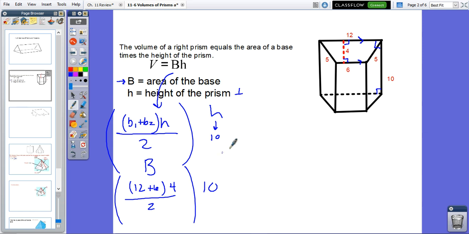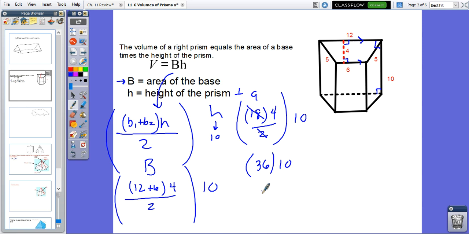All right, so 12 plus 6, that gives me 18. That's 18 times 4 over 2 times the height of the whole thing. I'm going to reduce this. 2 goes into 18, so I get 9 times 4, I get 36, and that's going to be times 10. My final answer is 360 units cubed, right there. All right, so let's go over that again. When we did this, we did the area of the entire base, and then times the height. It's almost like we took that base and just stretched it out 10 units to make a three-dimensional figure.